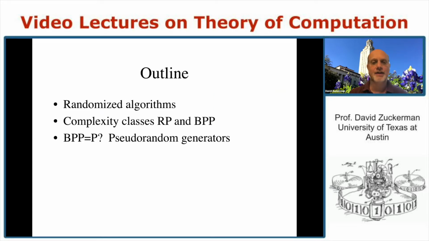So outline of this video, I want to discuss randomized algorithms with an example. Then I'll discuss complexity classes RP and BPP. And then we'll discuss the question of whether BPP equals P. And this will lead to a discussion of pseudorandom generators. In this first video, I'm just going to talk about randomized algorithms, and I'll introduce RP.